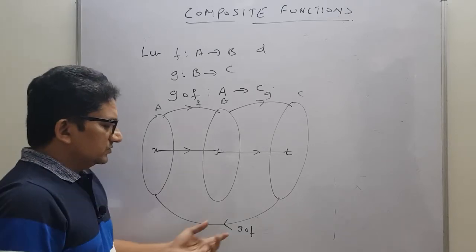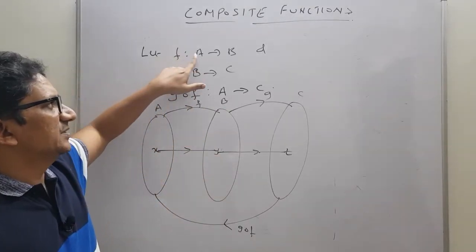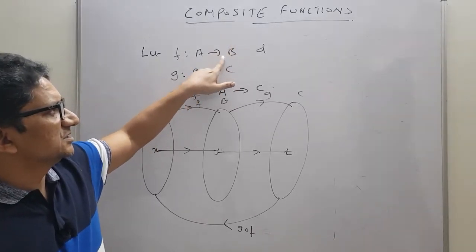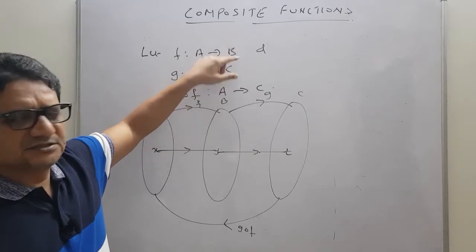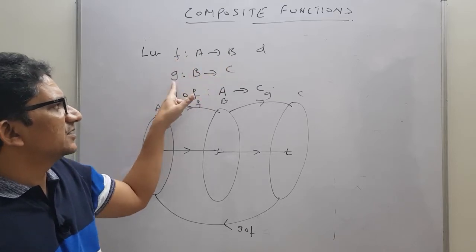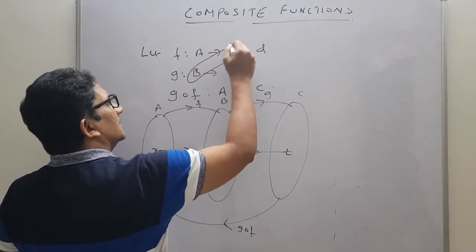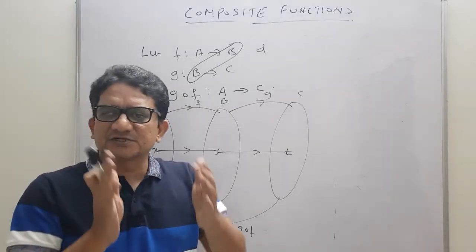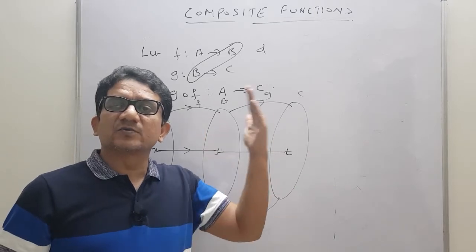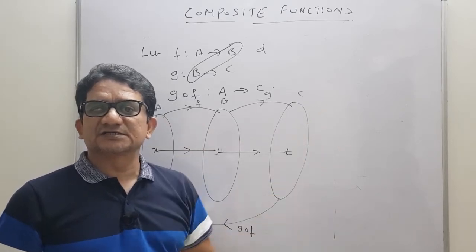Now to define g circle f, the necessary and sufficient condition is that f should be defined from A to B. If you observe this value, this is the codomain or the range. If this is the codomain of f, that should be the domain of g. If these two coincide, then only g circle f is defined. That means composition between any two functions is defined only when the codomain of the first function is the domain of the other function. Then only that sequence is valid.